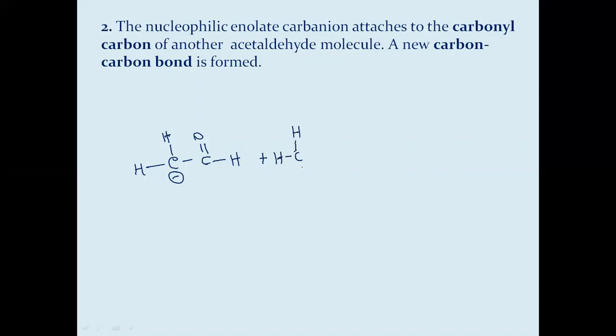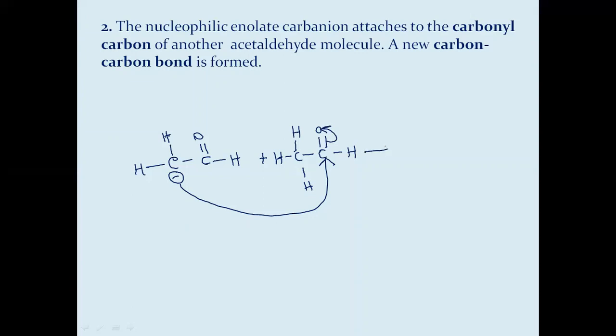CH3CHO. Now what happens here? This carbonyl carbon, which is attached to the electronegative oxygen, will be more prone to attack by a nucleophile. This is a nucleophile because it is negatively charged. So you can see that this negatively charged enolate anion will attack the carbonyl carbon of the other molecule of aldehyde. So this bond shifts here.